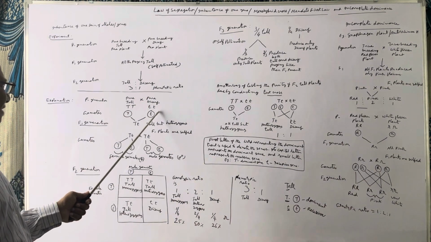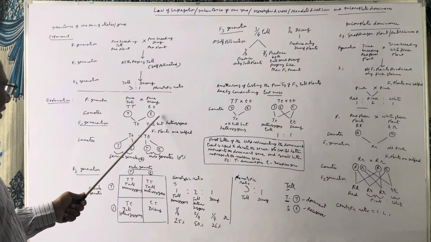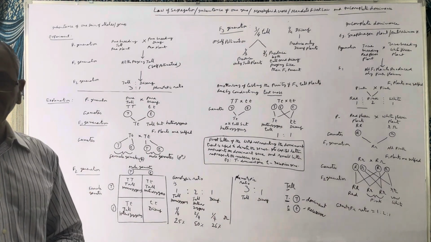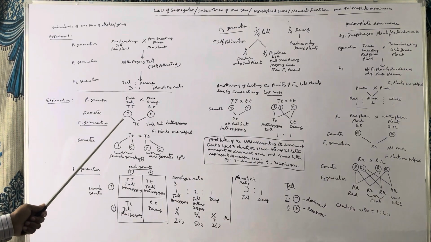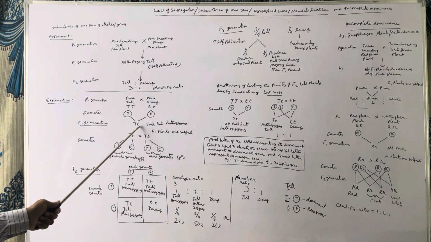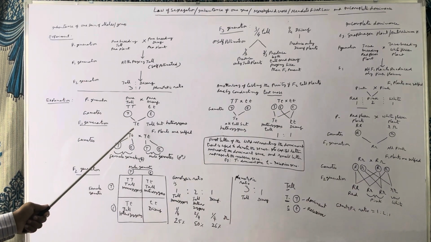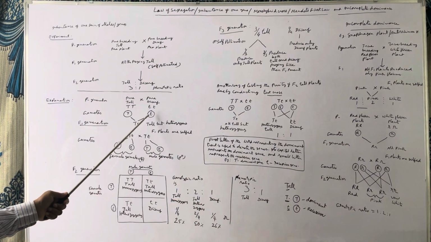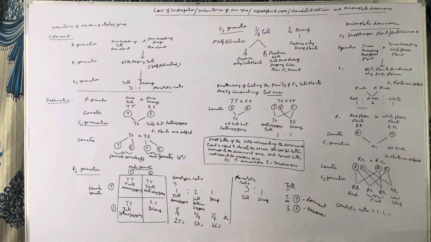Here also the same thing. Because these are pure plants, they produce only one type of gamete, and all the gametes carry the same gene or factor, that is small t. So during fertilization, these two gametes come together and form a zygote. That means in the zygote, one dominant gene is present and one recessive gene is present. And this zygote develops into F1 generation plants.